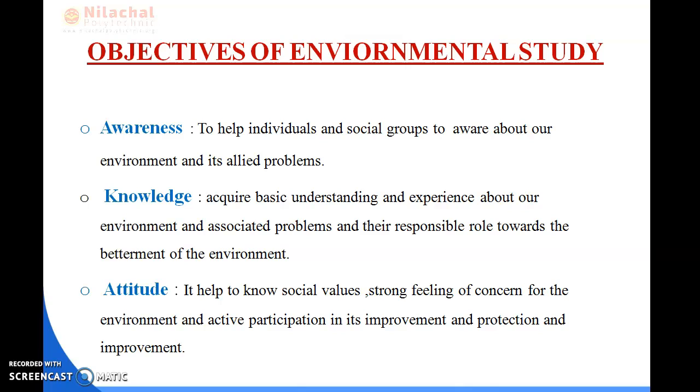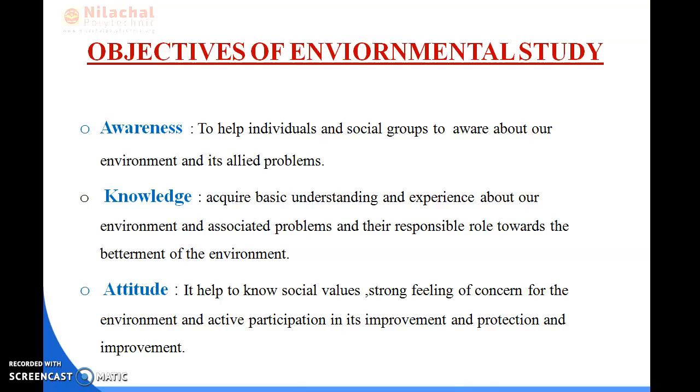Then how can we protect our environment? First of all, by creating awareness about environmental problems among the people. It is the first work for us. Then imparting basic knowledge about the environment and its problems, developing an attitude of concern for the environment, and motivating the public to participate in environment improvement.